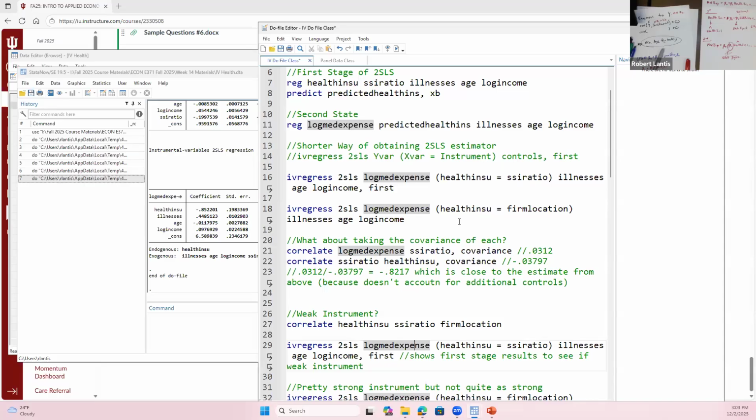So that's just the intuition of why we thought it might be a good instrument. I had another one, which I put here, which was firm location. I believe this was the number of, this was whether or not the health insurance firms were actually located in the state, right?